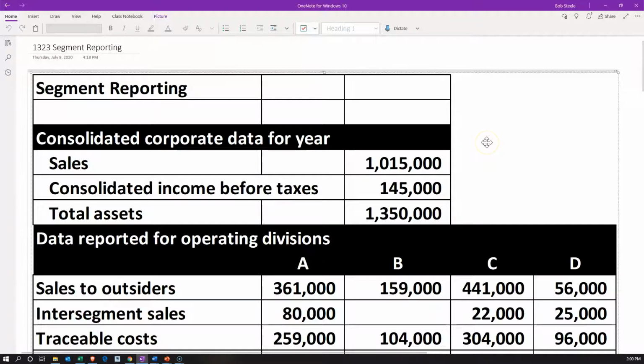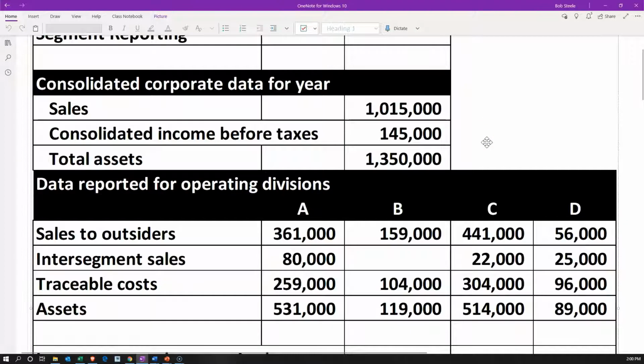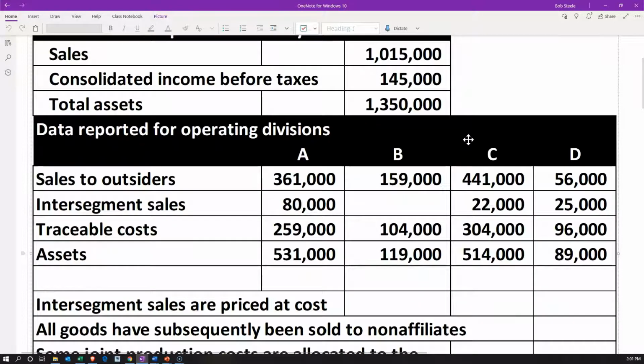Okay, so let's take a look at the information. We have the consolidated corporate data for the year. So this is for the year consolidated. Sales, 1,015,000. Consolidated income before taxes is 145,000. Total assets then, 1,350,000. Then we have the data reported for the operating divisions, and we're just going to simply call the divisions A, B, C, and D. So those are going to be our divisions, A, B, C, and D divisions.